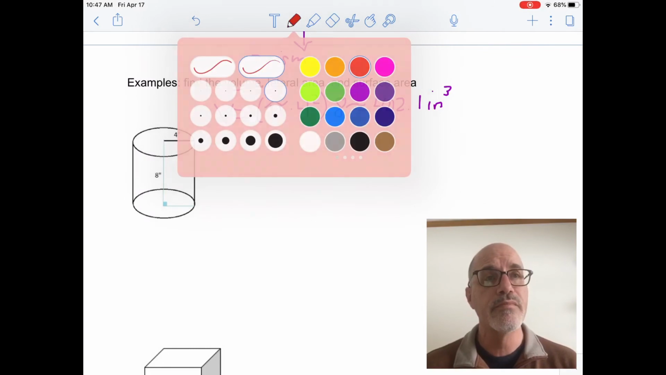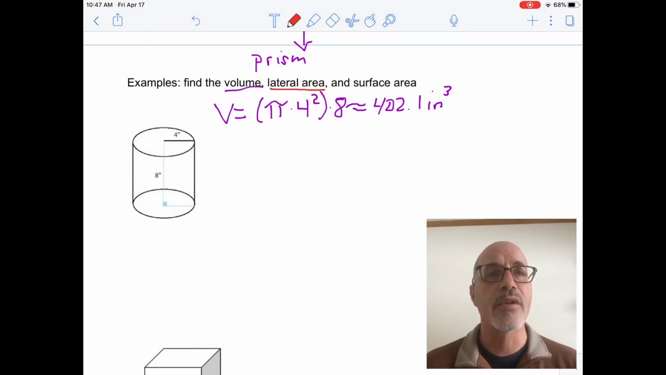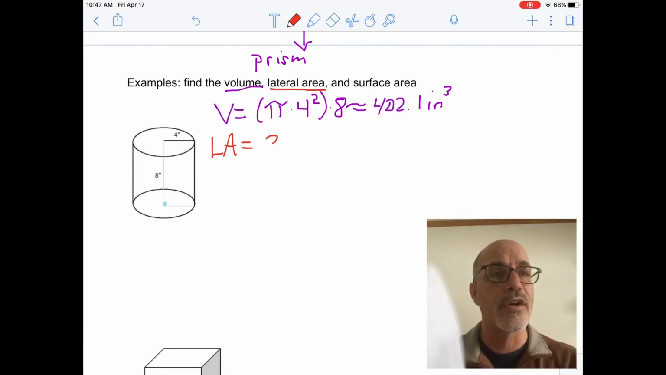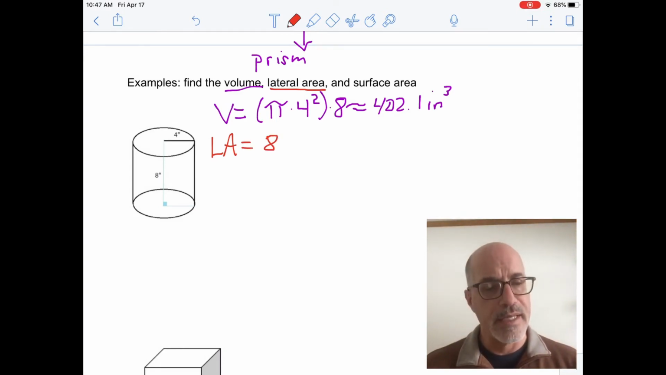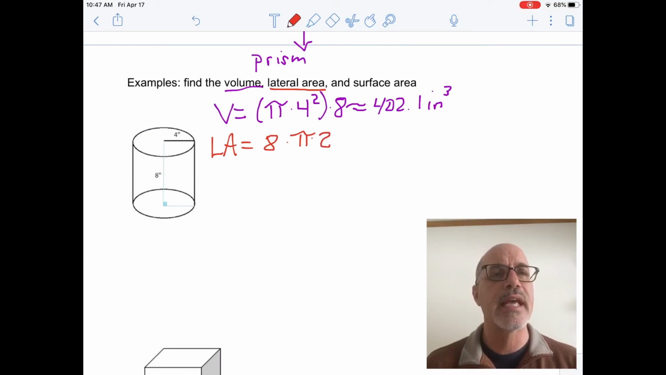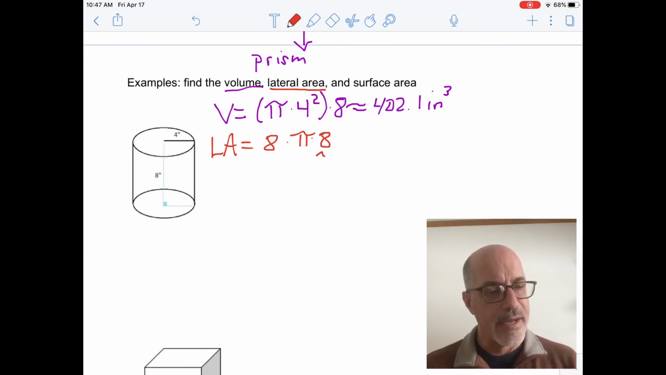And if we use our calculator, we get that to be about 402.1 cubic inches, because it's volume. Now to do the lateral area of this, lateral area is just the unwrapped part of the cylinder. And so that's going to be, in this case, the height, which is 8, times the circumference, which is pi times the diameter, or 2 radiuses, 2 times 4.